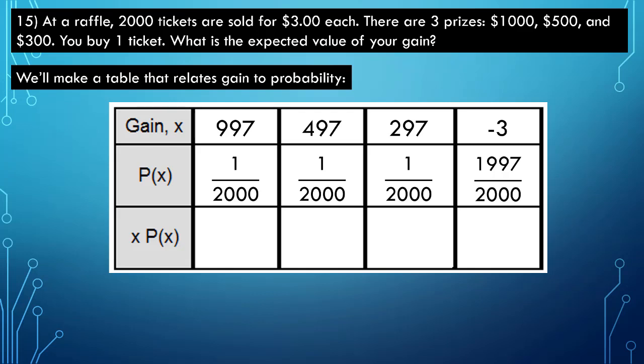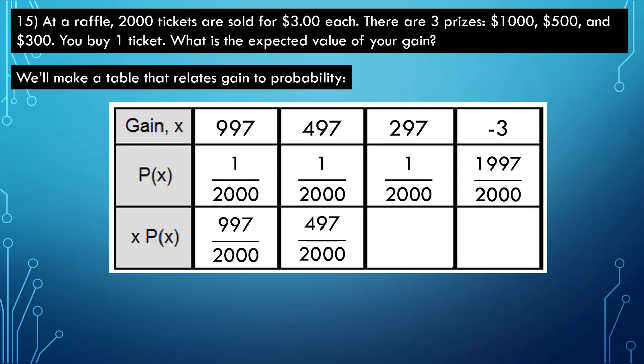Now we have to multiply our gains by the probabilities. 997 times 1 over 2,000 is 997 over 2,000. 497 times 1 over 2,000 is 497 over 2,000.